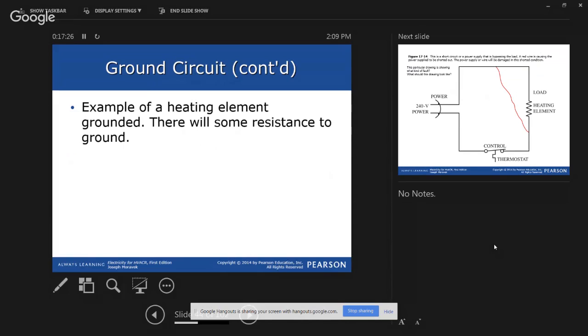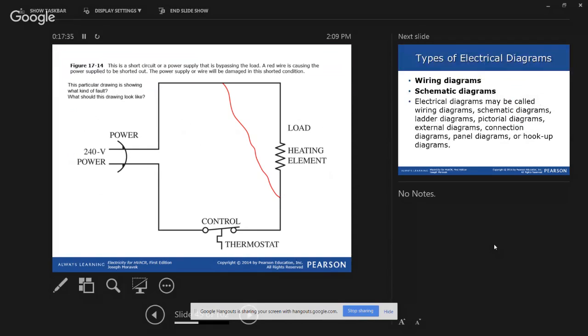Here's an example of a heating element that's grounded. There will be some resistance to ground. Now I asked you guys to pay attention to this drawing. Do you see a ground fault there? I don't. What kind of fault do you see? A short? Yeah.